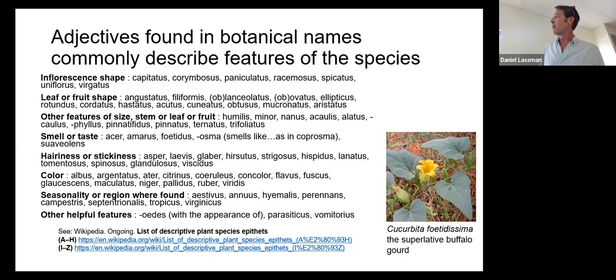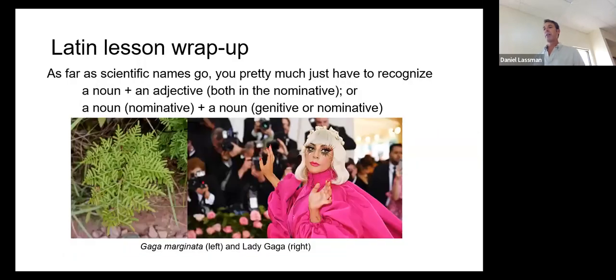One word I want to call out among those other helpful features, oides, is actually a Greek ending. So there's actually some Greek in botanical Latin. Oides is a Latinized version of the Greek word that means the form of, looking like, with the appearance of. There are a lot of oideses in botanical Latin. If you're really super interested in all this stuff, you can find all of these words and more on Wikipedia. Good source for information.